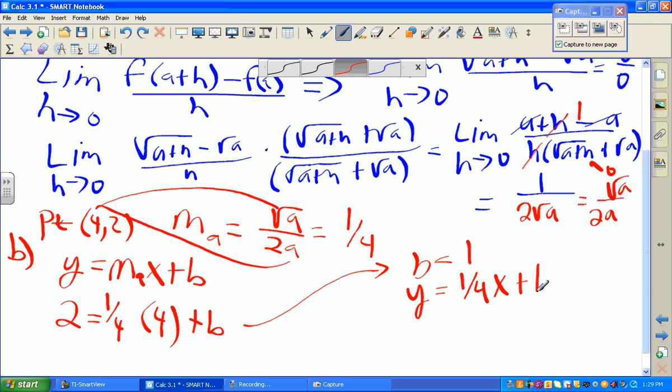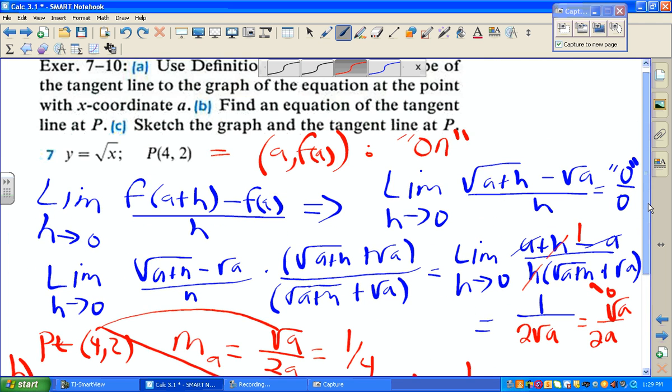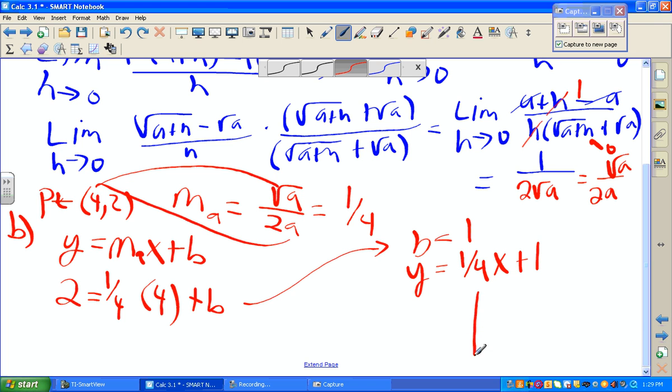All right? Is there a C? Sketch the graph. Oh, a square root, everybody remembers, looks something like this. Go over 4, up 2, make a dot, and then there's your tangent line. Right? Oh yeah, 4, 2. There we go. 4, 2. Perfect. All right? Nice.